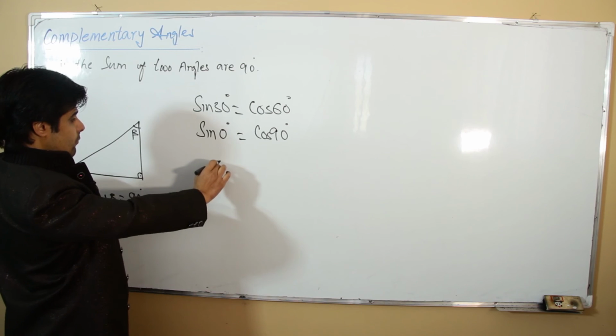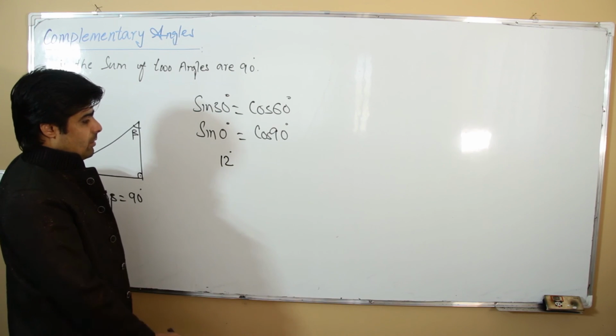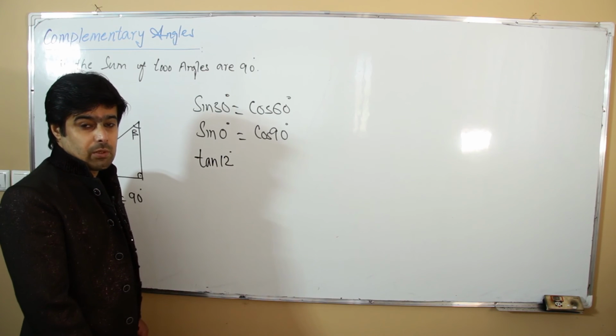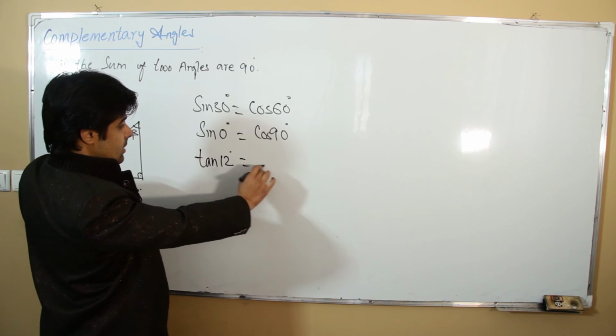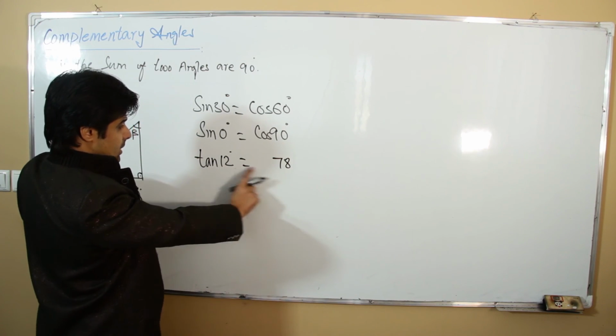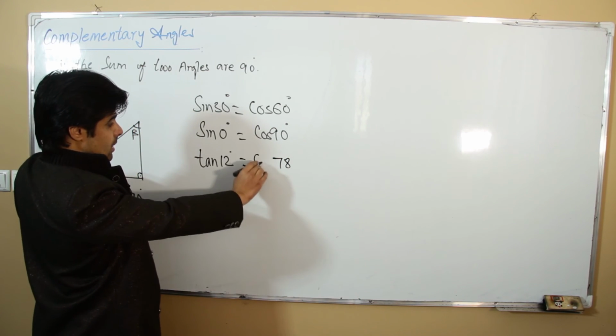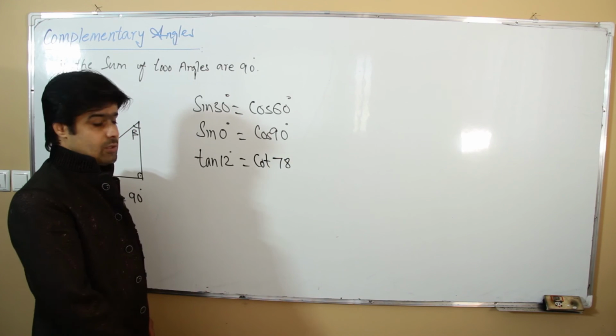I mean, if we want to talk about 12 degrees, for example, tangent of 12. Now, what is the complement of 12? I think it is 28. Why? 28 plus 12 is 90. So tangent of 12 is equal to the cotangent of 28.